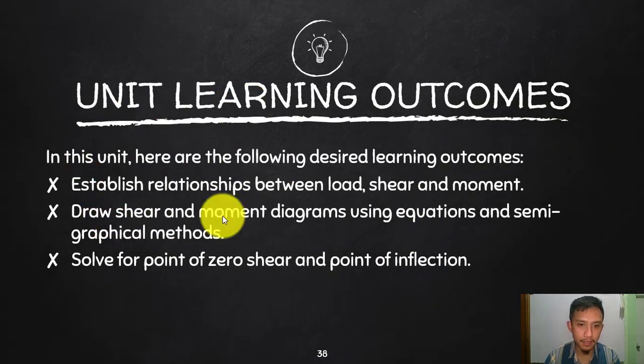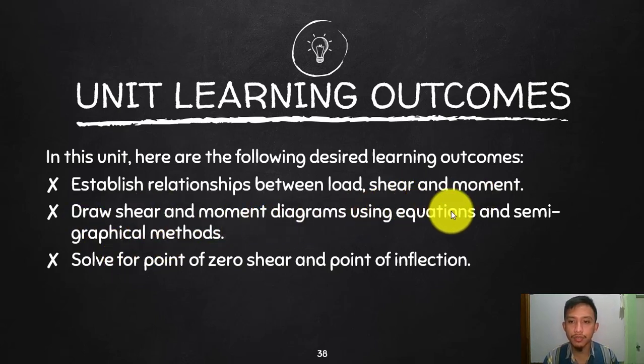So in this video, these are your unit learning outcomes for Unit 2 and Unit 3. First is to establish the relationship between load, shear, and moment. Second is to draw the shear and moment diagram using equations and semi-graphical methods. We discussed the preliminary way of drawing the diagram using your equation: substitute the value of x, our limits, and plot that. The only question there is how to connect. What are we going to use to connect, a straight line, a curve, what type of curve?